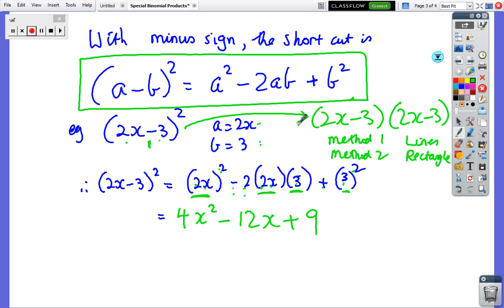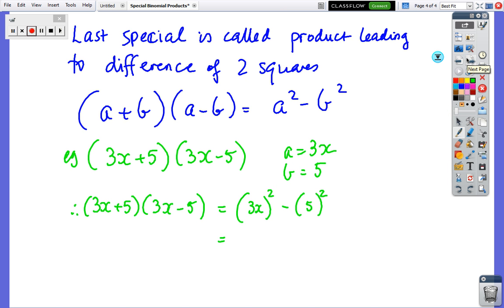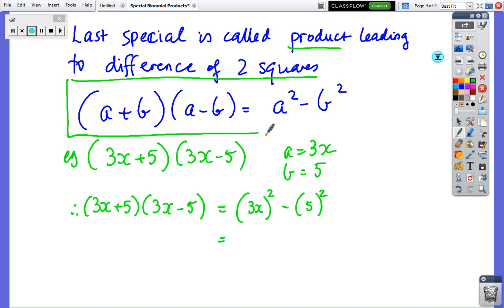Okay, and the last one is a special, and this special is called a product that leads to the difference of 2 squares. At the moment, we won't be too worried, but it is a really neat one. In this one, there are 2 brackets, but the first number matches the first number, and the second number matches the second, and one bracket has a plus and one bracket has a minus. And the special product just leads to a squared minus b squared.